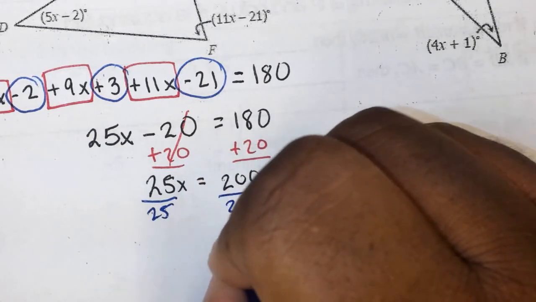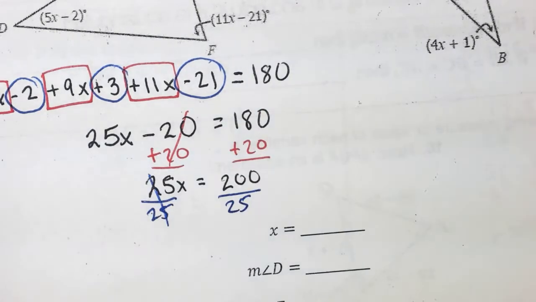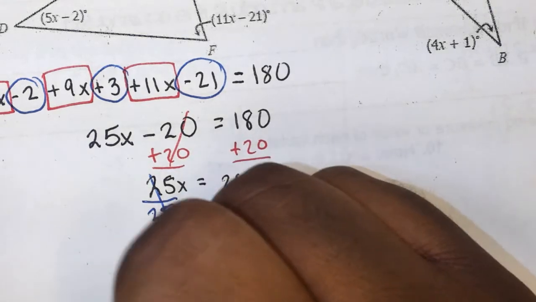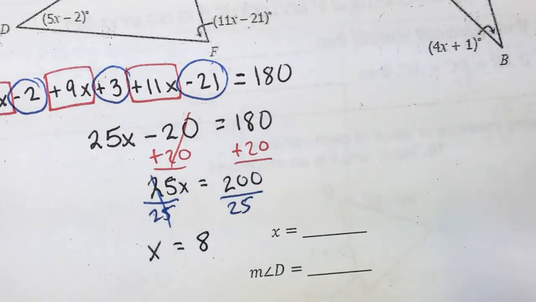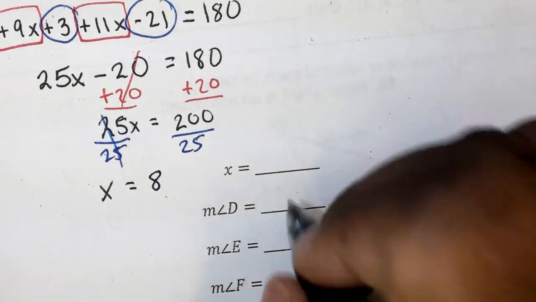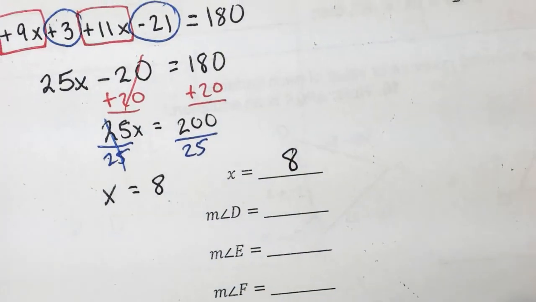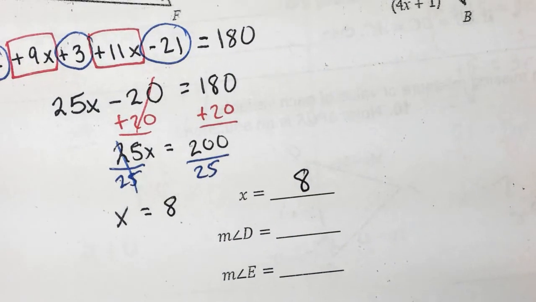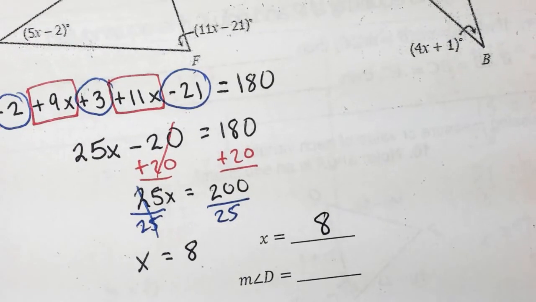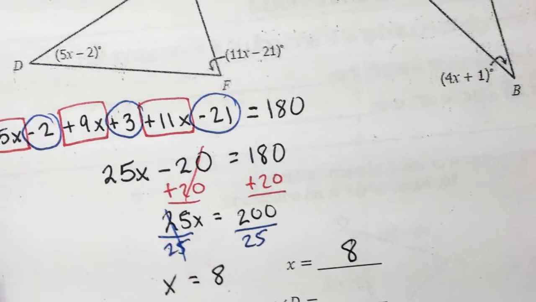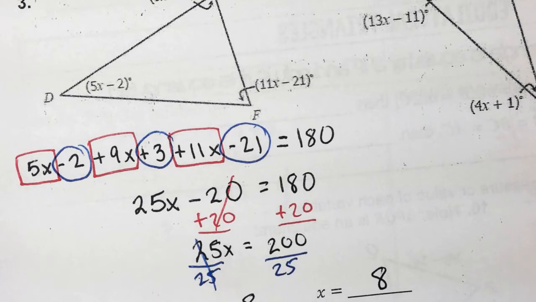I'm at 25. Yeah. Cancels. x equals, y'all say 8. Alright, so x equals 8. And after that, we need to find the measure of angle D, measure of angle E, measure of angle F. D first. 5 times 8 minus 2. Excuse me, I'm saying the wrong thing.